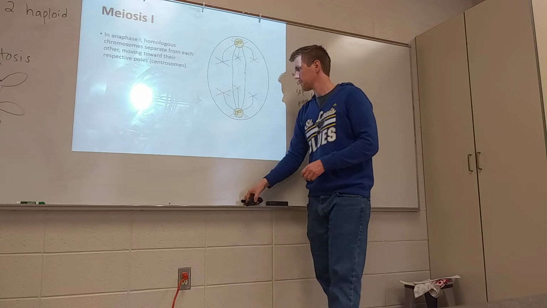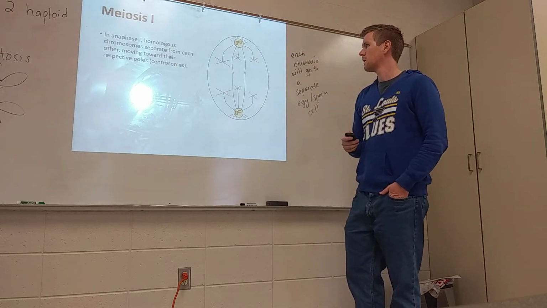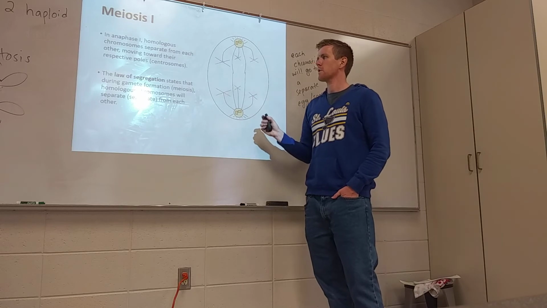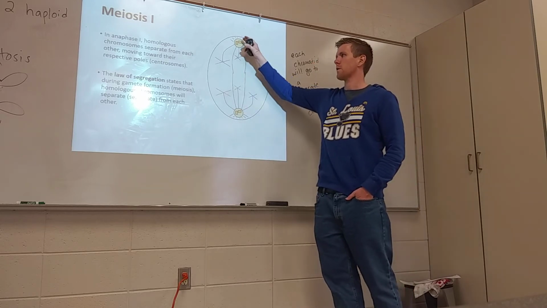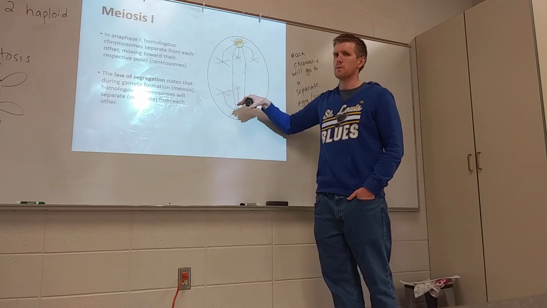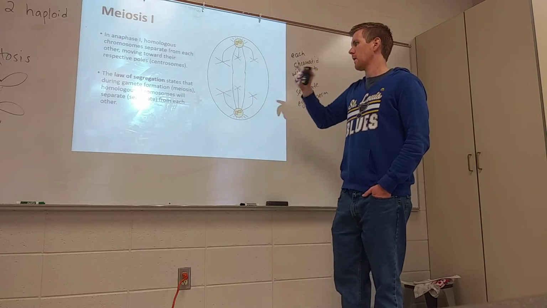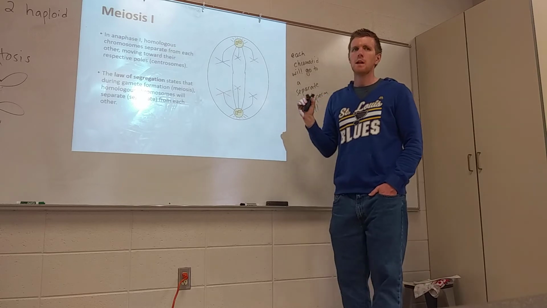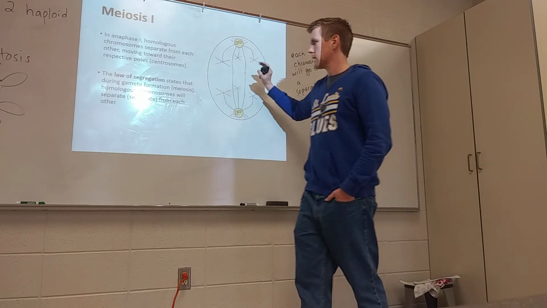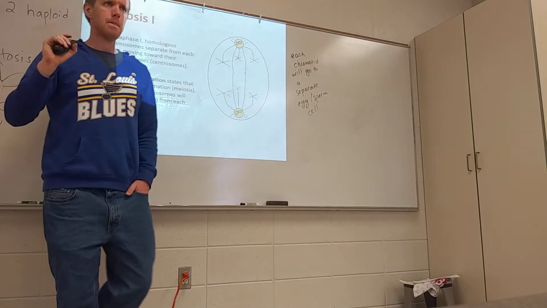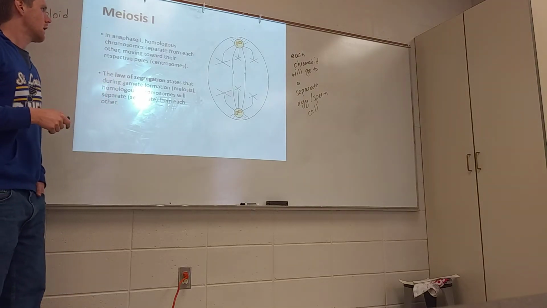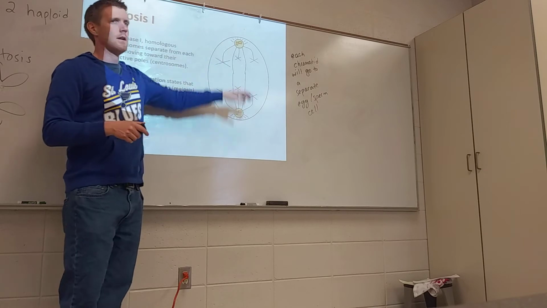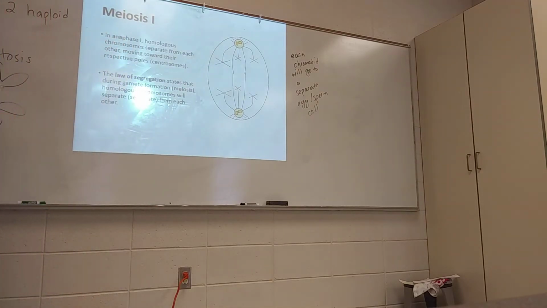In anaphase 1, homologous chromosomes separate from each other, moving toward their respective north and south pole centrosomes. This is the law of segregation. It's one of Mendel's statements that he came up with, is that during gamete formation, which is what's happening here, homologous pairs align and then separate during anaphase 1.